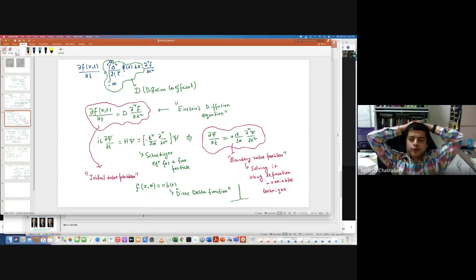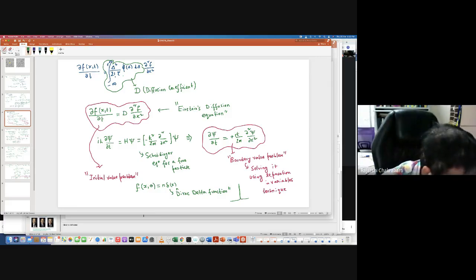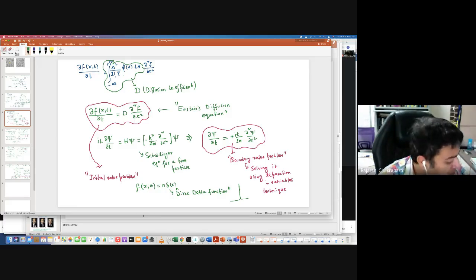There is a relation called the Stokes-Einstein relation, which tells you that your diffusion constant D is equal to k_B T divided by 6 pi eta r. Eta is the viscosity, r is the radius of the particle for a spherical particle. Okay, so it is proportional to temperature and inversely proportional to the viscosity of the medium.